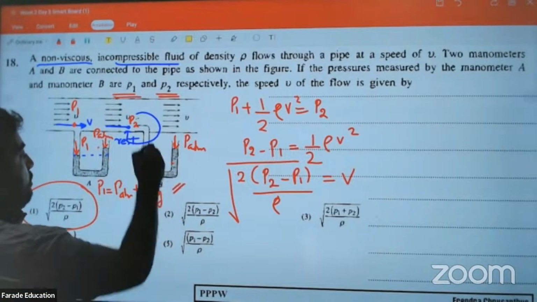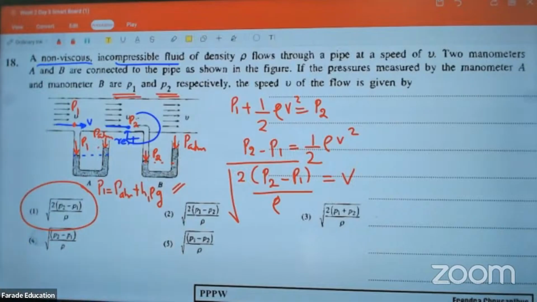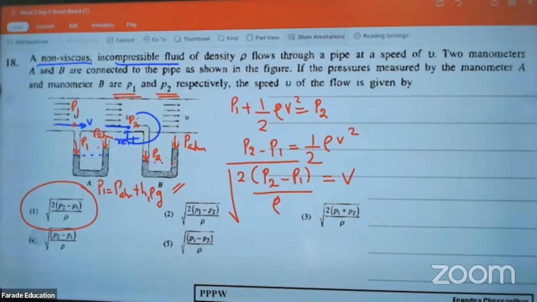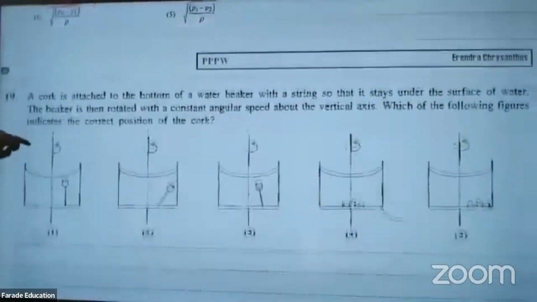Near tube B, there is a stagnation point. Right, stagnation point. Okay, now, so the velocity will become 0. Right.